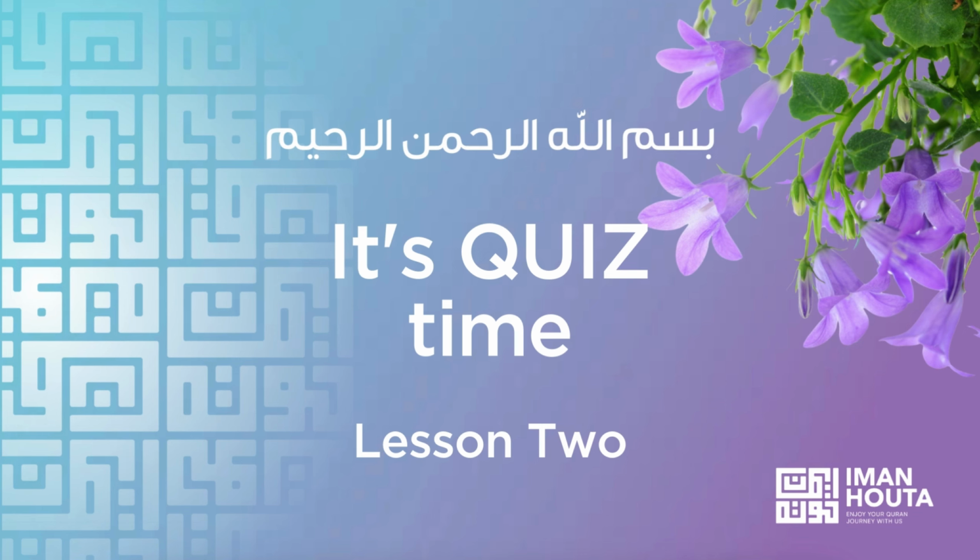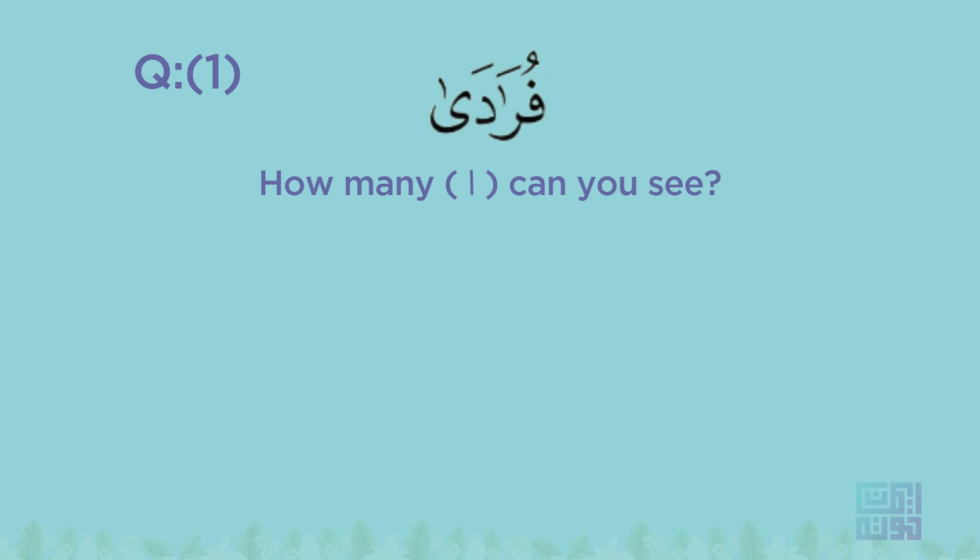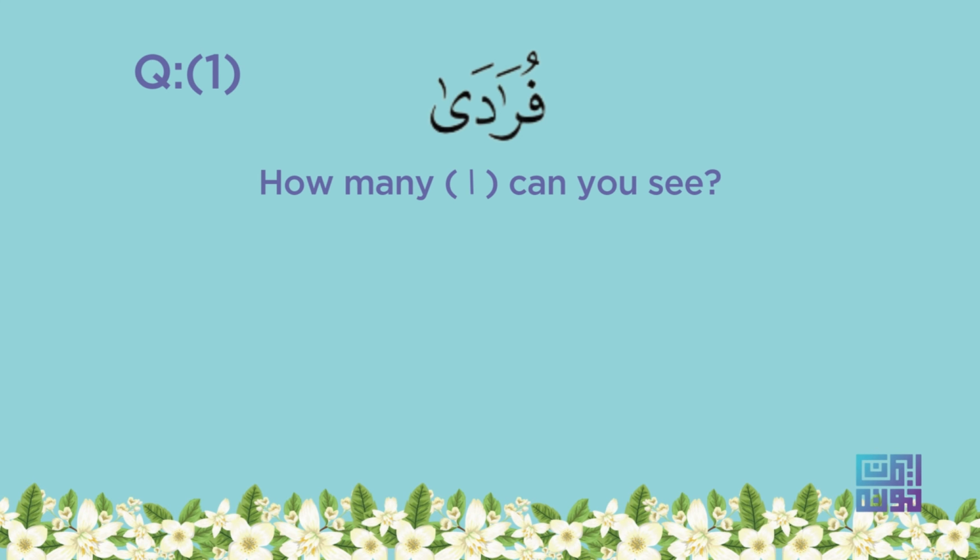I hope that you already by now finished studying lesson 1 and lesson 2 with the revisions regarding those two lessons. If you did so, then you are ready for the quiz. So let us start. In the above word, how many alif letter can you see? 1, 2, or none?